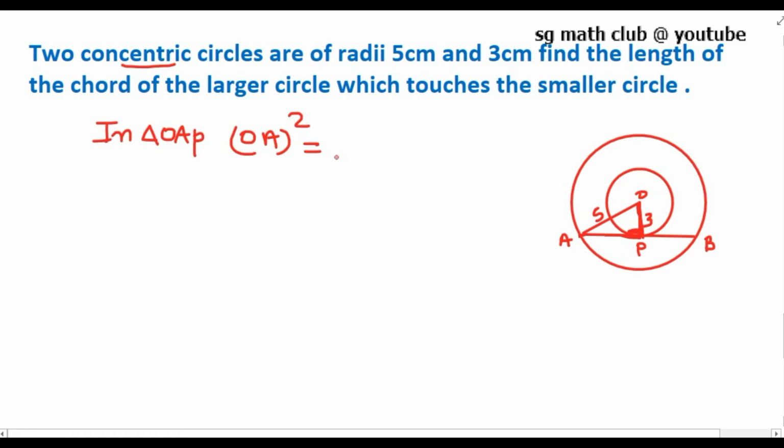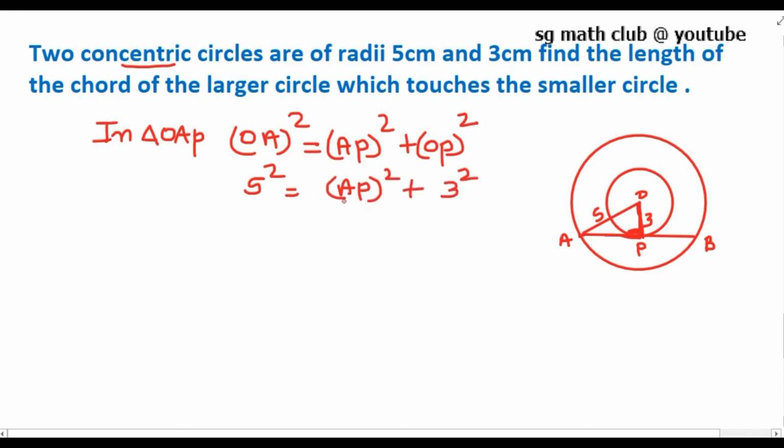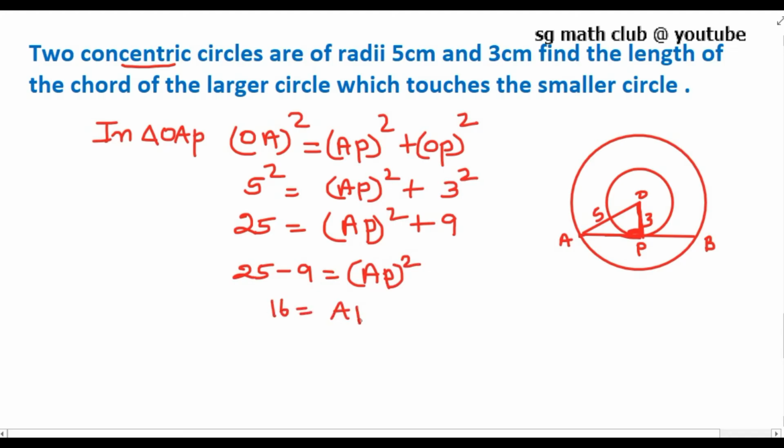Pythagoras theorem states that in a right angle triangle, the square of the hypotenuse is equal to the sum of the squares of the other two sides. So I can write: 5 square is equal to AP the whole square plus OP square, that is 3 square. So 25 is equal to AP square plus 9. Again 25 minus 9 is equal to AP square. So 16 is equal to AP square, or AP is equal to square root of 16, which is equal to 4 centimeter. So we got AP.